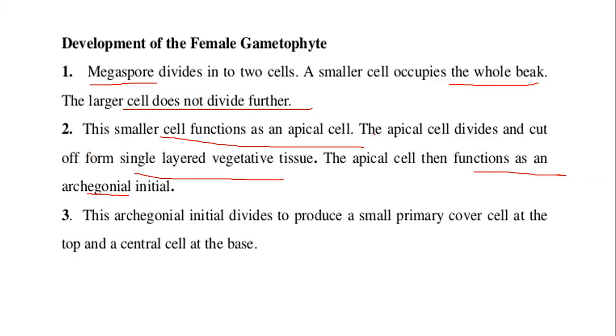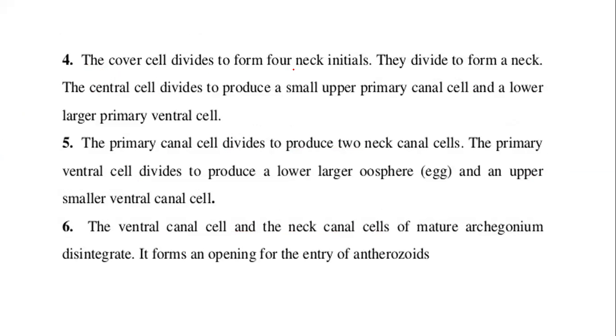So the smaller cell we call the apical cell. This apical cell will function as an archegonial initial. The archegonial initial divides and produces a small primary cover cell at the top and a central cell at the base. Now, this cover cell divides to form the 4 neck canal cells or initials, and they divide to form a neck region. And the central cell produces a small primary canal cell and a lower, larger primary ventral cell.